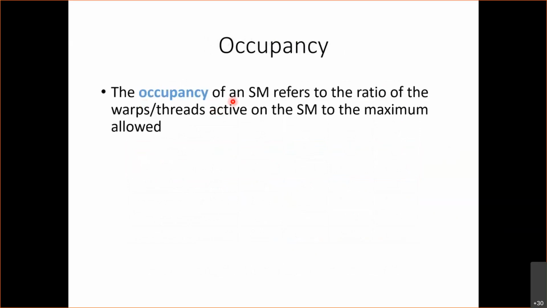So the occupancy of an SM refers to the ratio of the warps or threads that are active on the SM compared to the maximum that is allowed. And here by active I mean assigned to the SM, not the ones that are actually executed. The SM supports 2048 threads, but maybe because of how I wrote my code, my hardware will not be able to schedule more than 1024 threads on that SM. So in this case, my occupancy would be 50%.